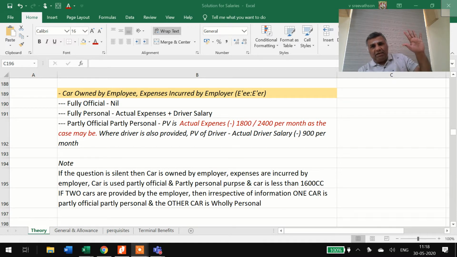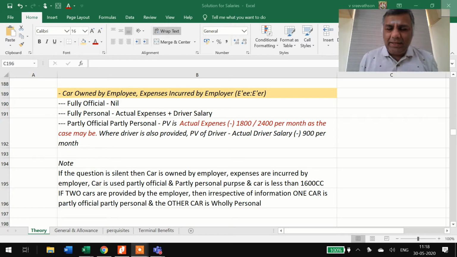We categorize the salaries into 5: general, allowances, perquisites, terminal benefits, profit in lieu of salary. This is what perquisites are all about. But as an extension of the discussion, we are going to discuss two different topics, so that it becomes more clear to you. It is neither a perquisite, it falls in between perquisite and the terminal benefit. So I'm taking it up here.